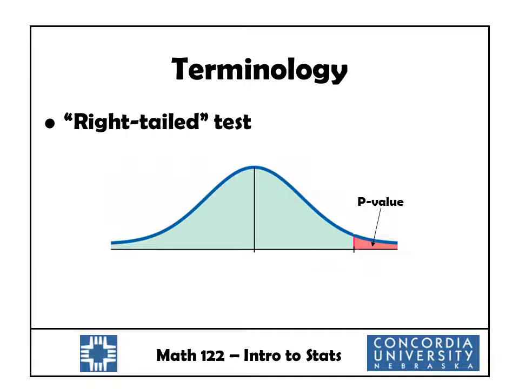Now some quick terminology here. The p-value is the area under the bell curve to the right of the test statistic, and so we call this a right-tailed test. In a bit we'll see a left-tailed test as well.